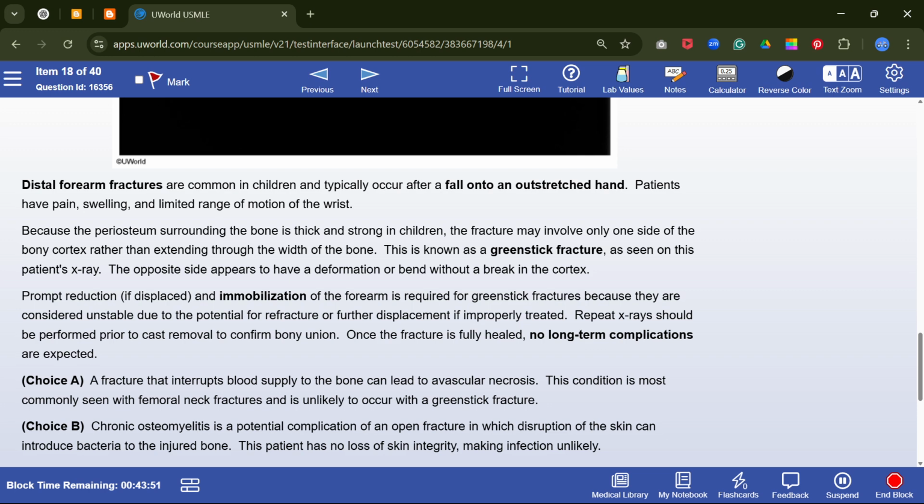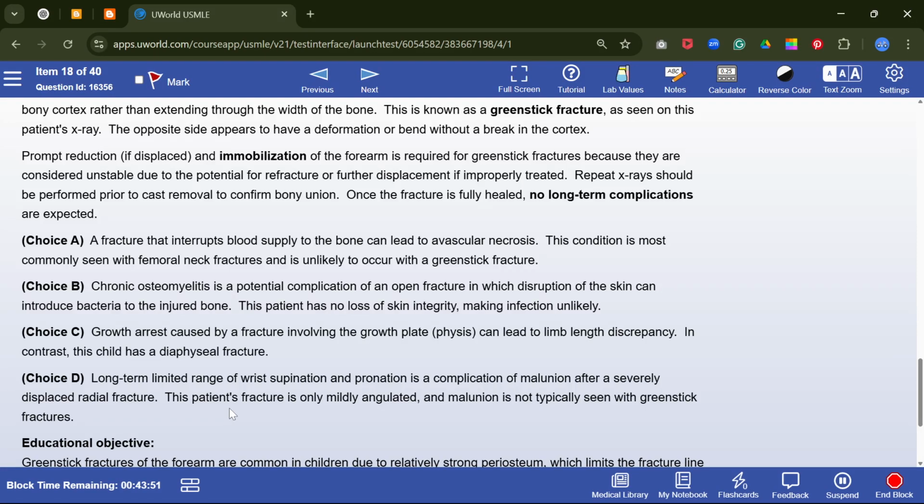Repeat X-ray should be performed prior to cast removal to confirm bony union. Once the fracture is fully healed, no long-term complications are expected. A fracture that interrupts blood supply of the bone can lead to avascular necrosis. This condition is most commonly seen in femoral neck fracture and is unlikely to occur in a greenstick fracture.